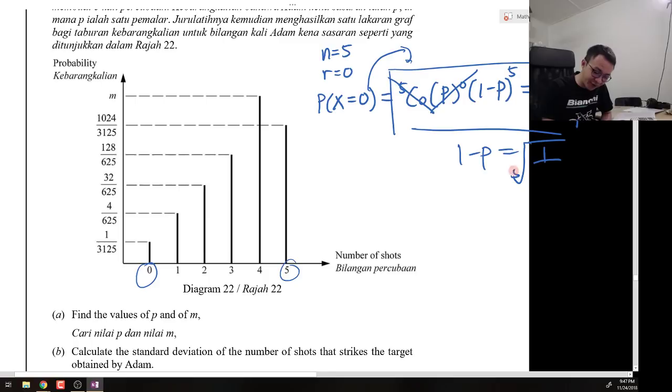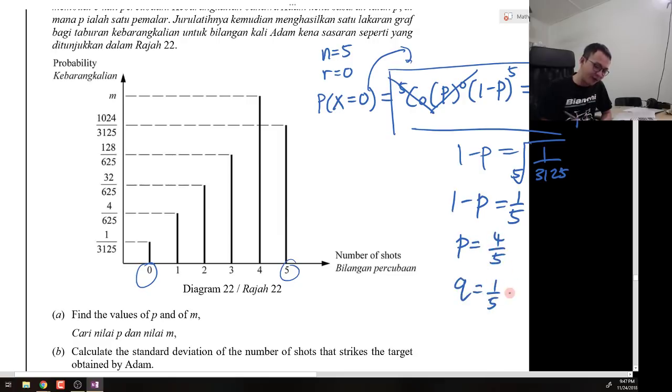So it should be 5th root of 3125. So 1 minus P equals 1 over 5, so P equals 4 over 5. Then Q equals 1 over 5. Alright, so this is how we do it.